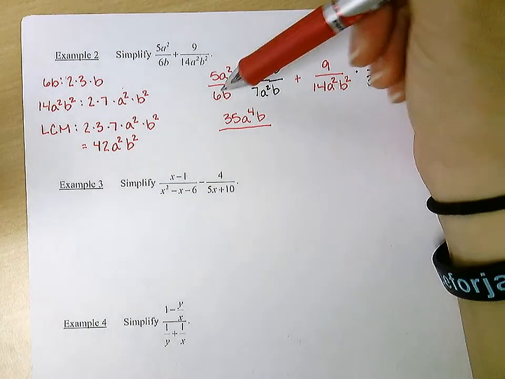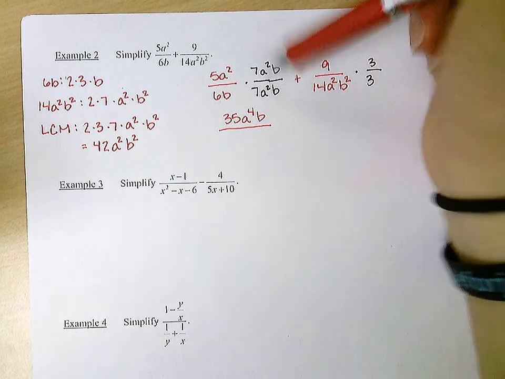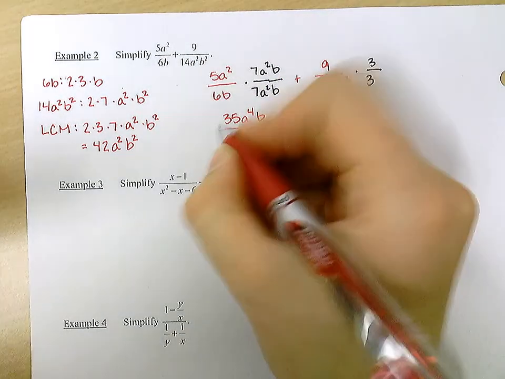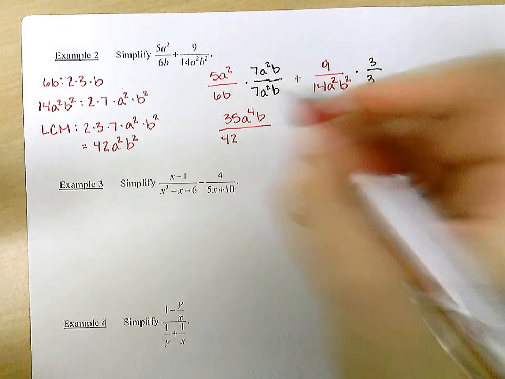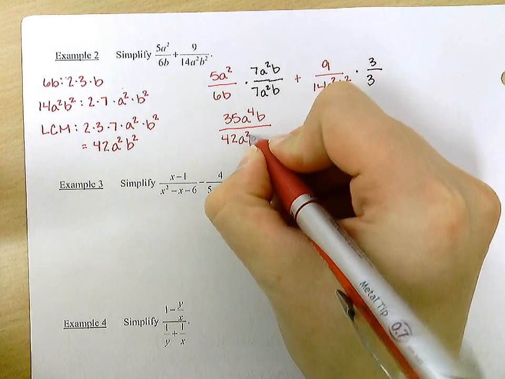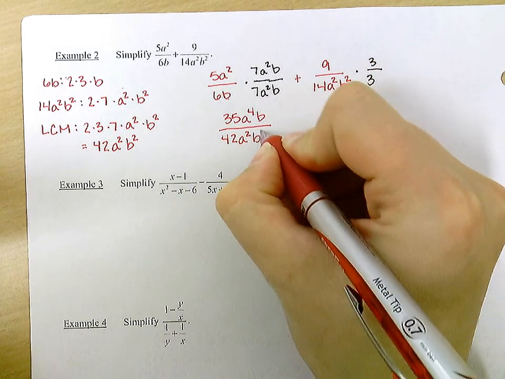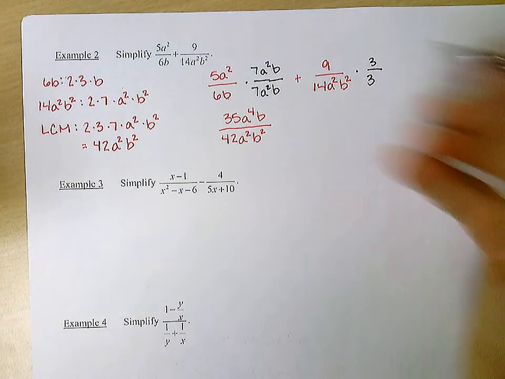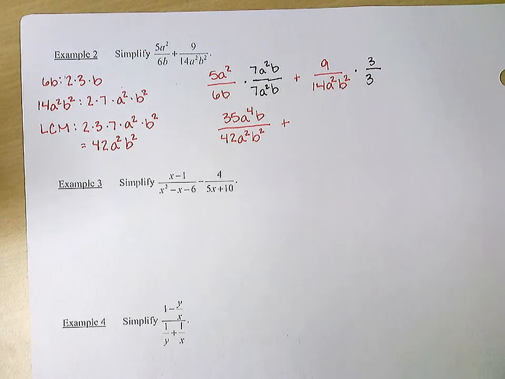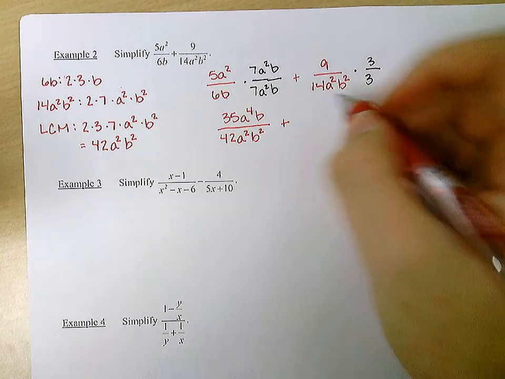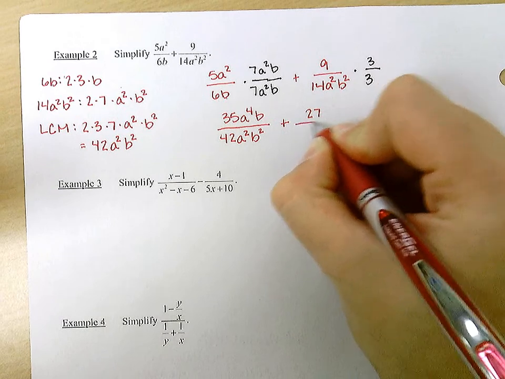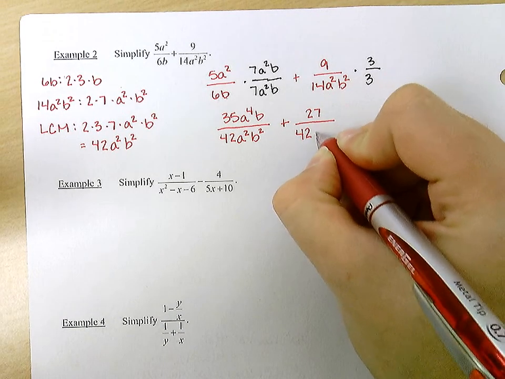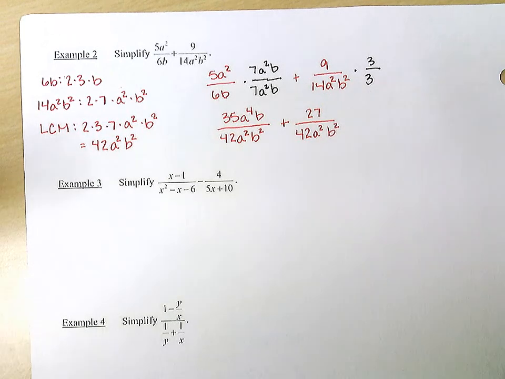Okay, now when I multiply my denominators together, I should end up with the LCM. So 6 times 7 is 42. We have an a squared, and then b times b is b squared. So I did end up with that LCM. Okay, same thing over here. Multiply your numerators. So we have 27 over 14 times 3 is 42. And then we have a squared, b squared.